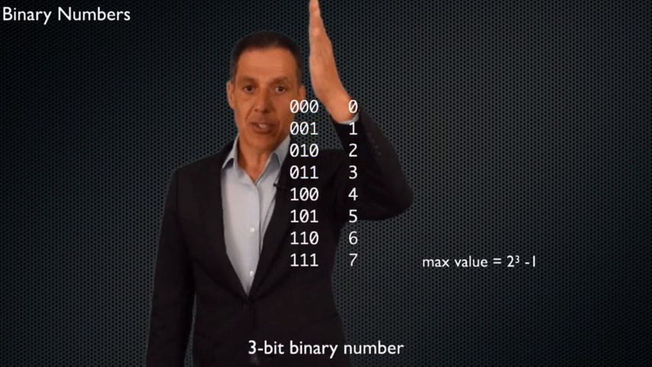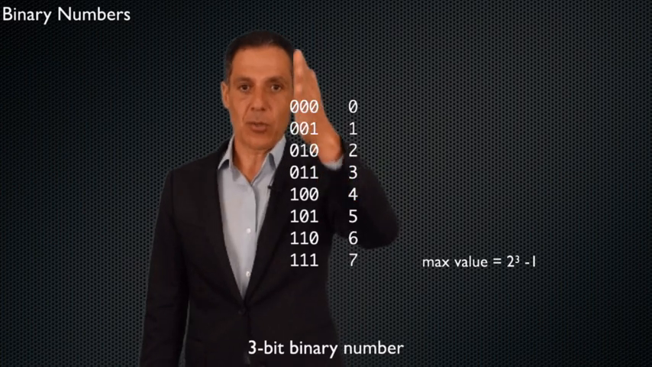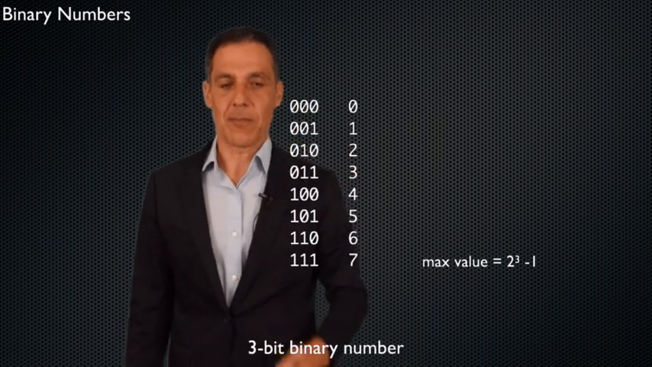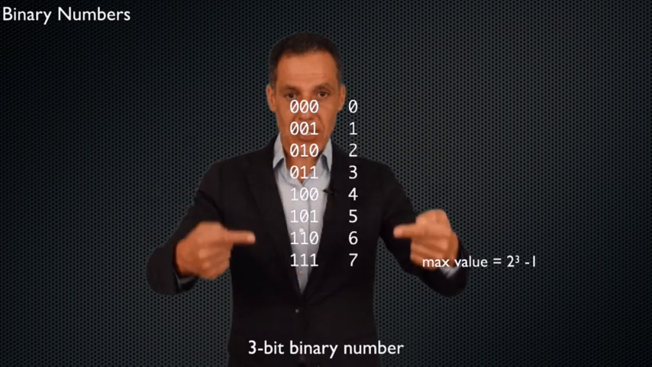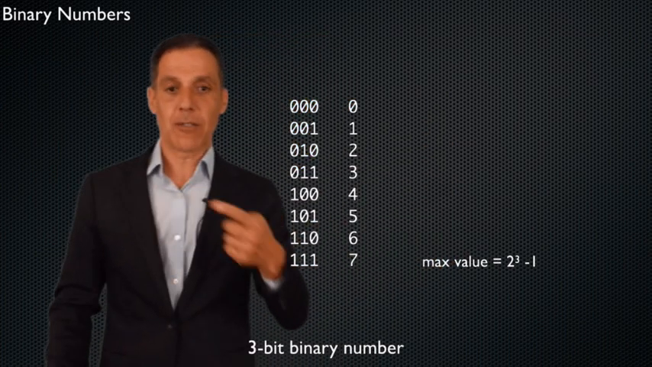Starting from the right, this is the 2 to the 0 position, 2 to the 1 position, 2 to the 2 position. Okay? And you should be able to convince yourself that you can get every number here by doing the conversion I just did.